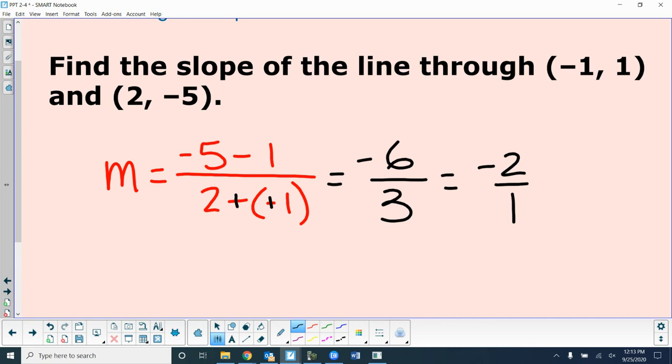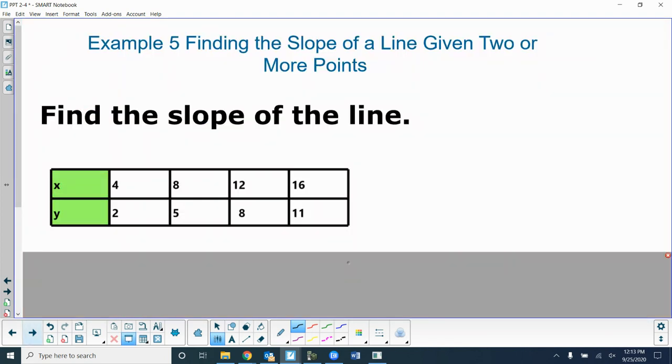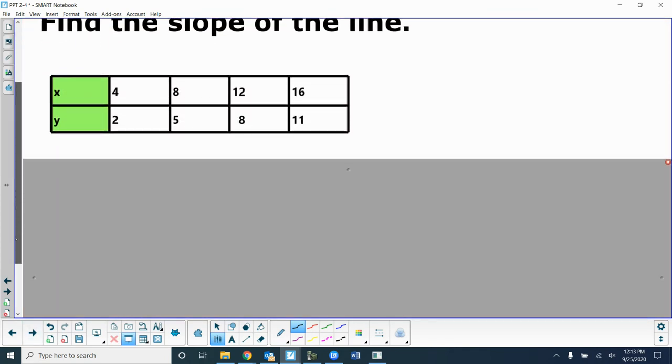We good? You guys are good, right? Look and feel good? You are good. You guys are awesome. All right, Mr. Batchick, find the slope, please.